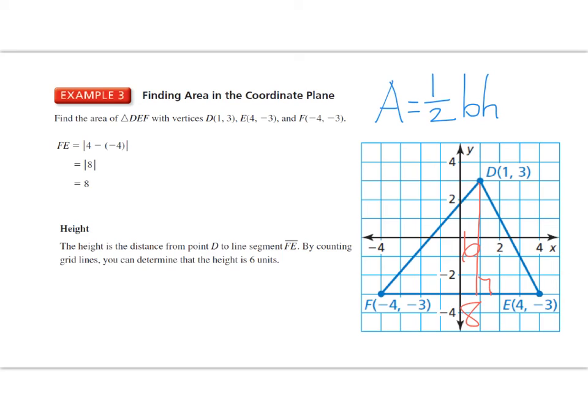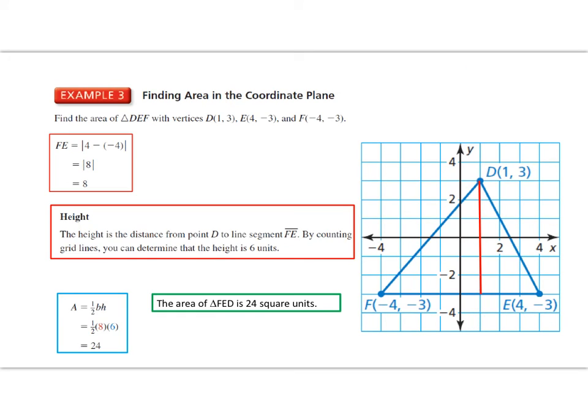All right, so from F to E, we have a length of 8. We sketched in our height and counted and got 6 units. So next you would plug in the 8 and the 6 for base and height into your area formula for triangle and do it from left to right. So half of 8 is 4, 4 times 6 is 24. So the area of triangle FED is 24 square units.